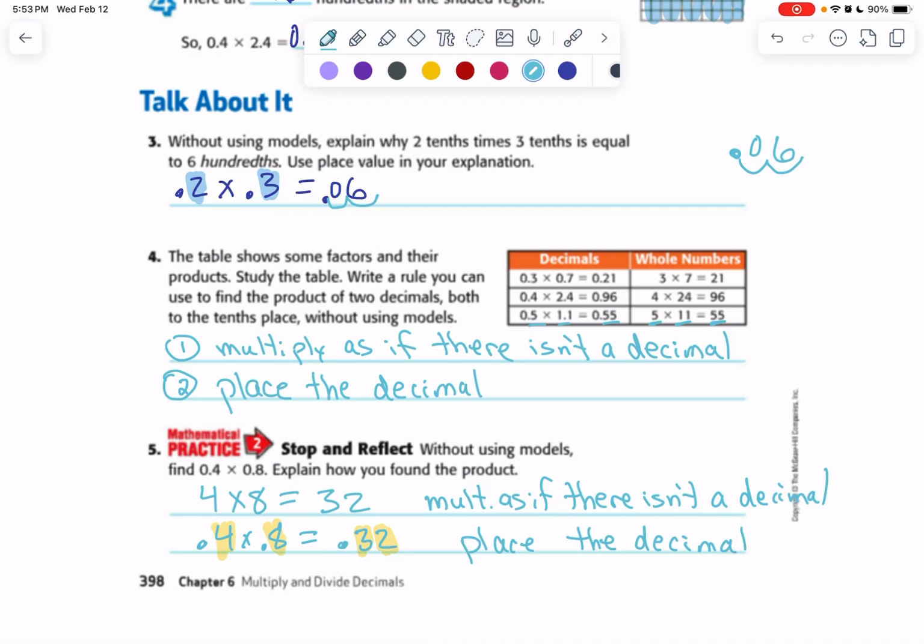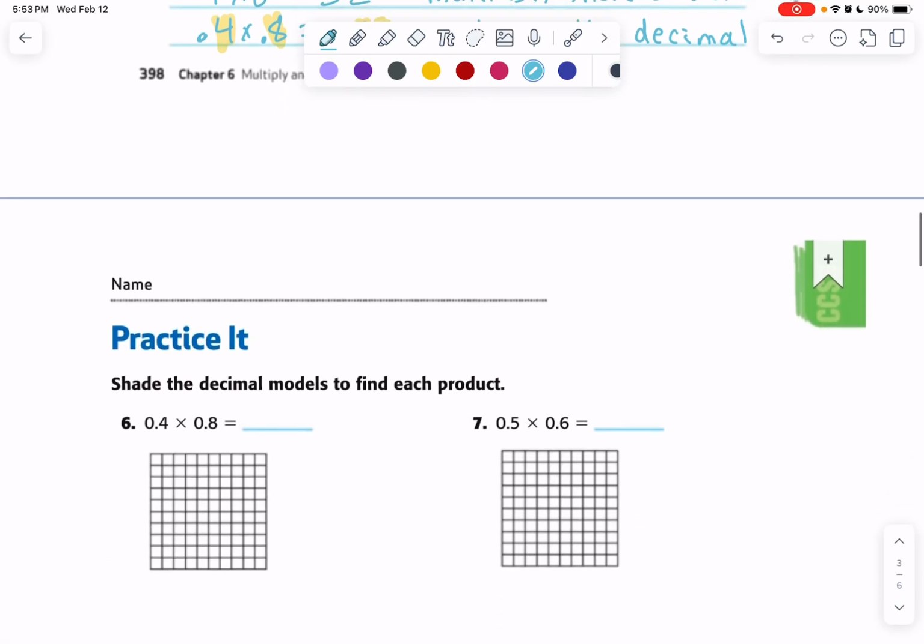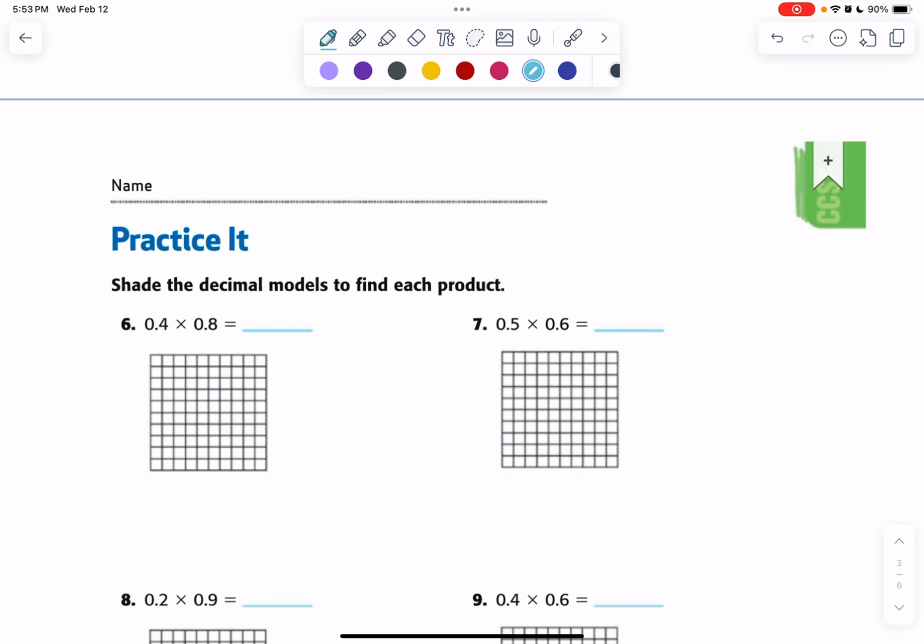All right, that's it. You get to go try these now. It's very important that you work with the model. Eventually, we'll drop it and we'll just do the math, but it's so much easier to remember decimal placement if you've played with the models first. So go ahead and give yourself the time and luxury to color some models. All right, bye guys.